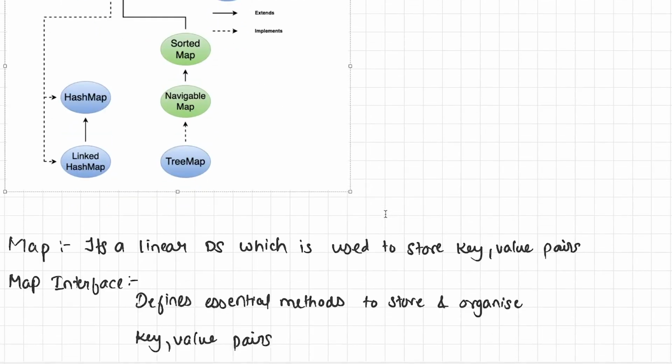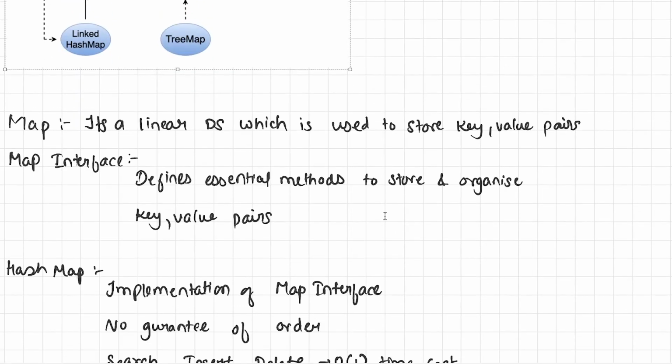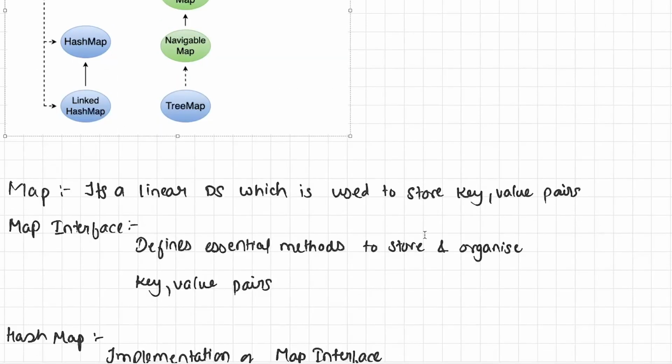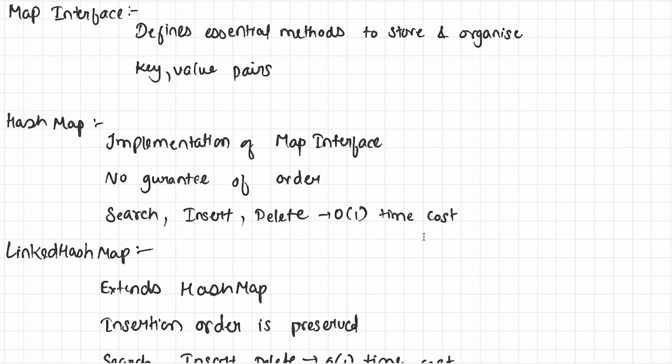Well, just to give you a context, let me recall once again what is map, what is hashmap, and what is linked hashmap. So guys, map is a linear data structure which is used to store key value pairs. And what is map interface? So map interface is an interface that defines all the essential methods to store and organize key value pairs. And this interface is implemented by hashmap and linked hashmap. Now next is hashmap. Now what is hashmap? So hashmap is an implementation of map interface. But here hashmap does not make any guarantee of maintaining the order of the key value pair. And hashmap also gives big O of one constant time to search, insert and delete operations.